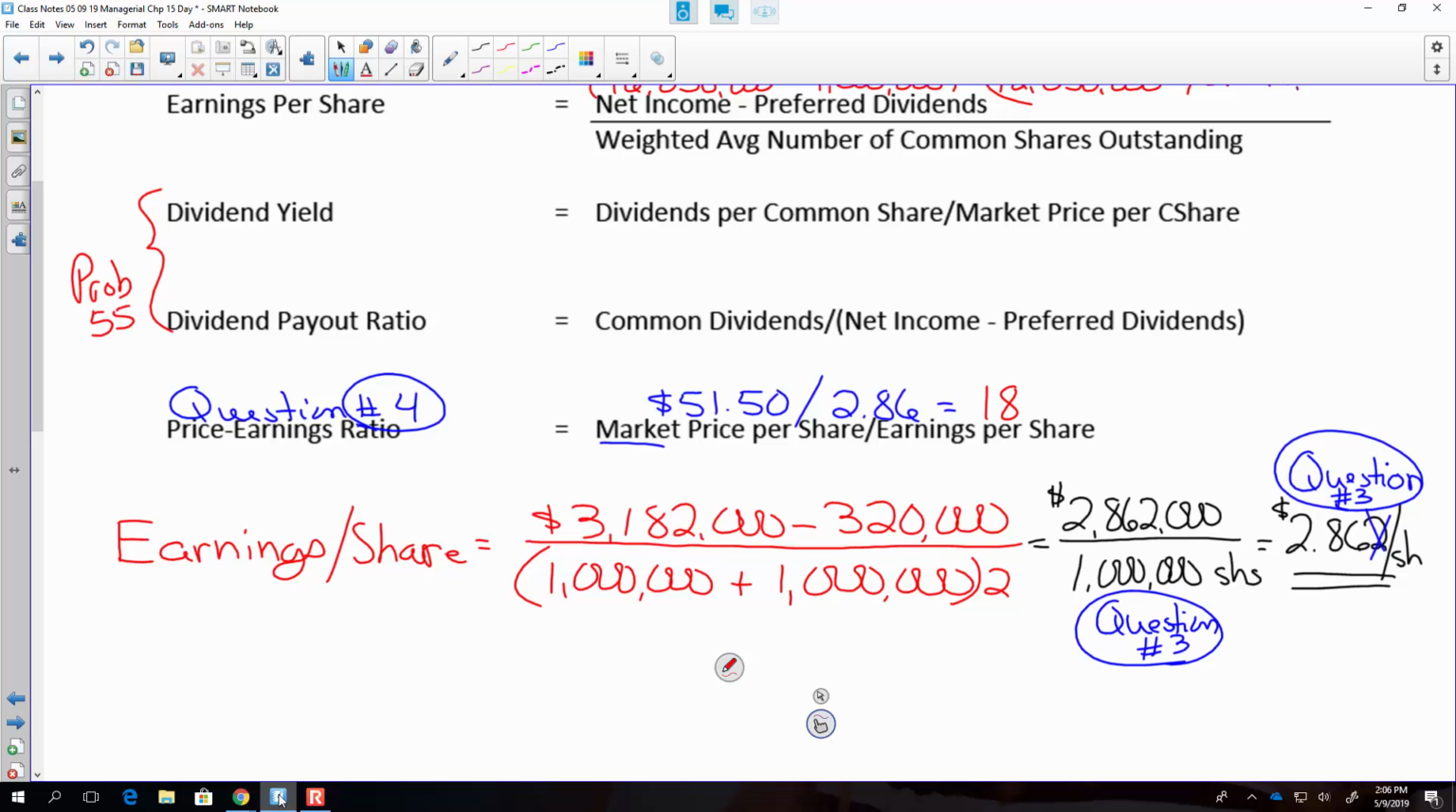So for problem 55, it says assume that the dividends paid to stockholders for last year were 2.6 million and that the market price per share of common stock again is 51.50. So let's turn the page here, I'm hoping it has dividend yield. Oh, compute the dividends per share first. Dividends per common share. Well, this is 2.6 million. I'm going to put that here.